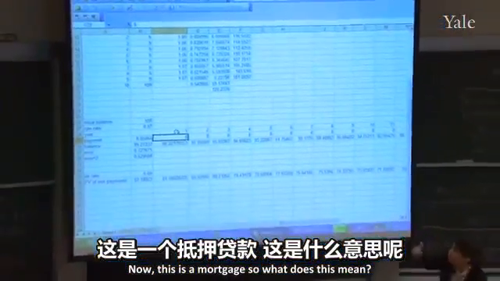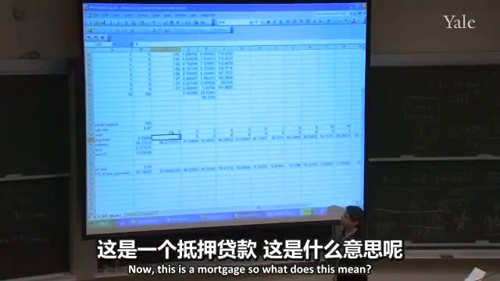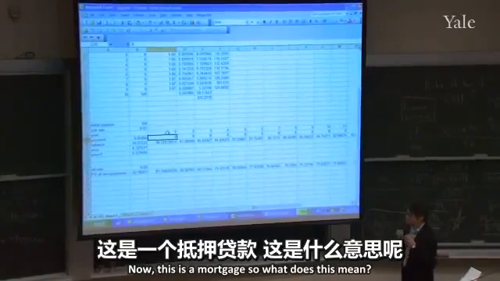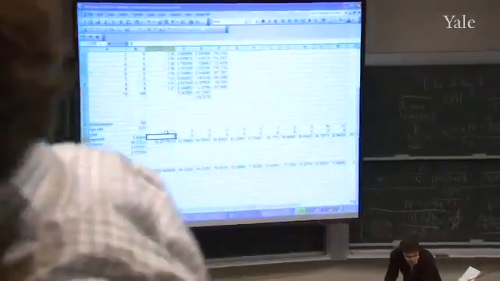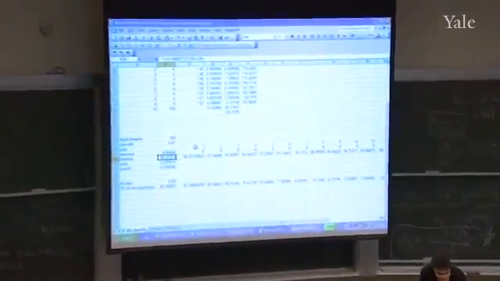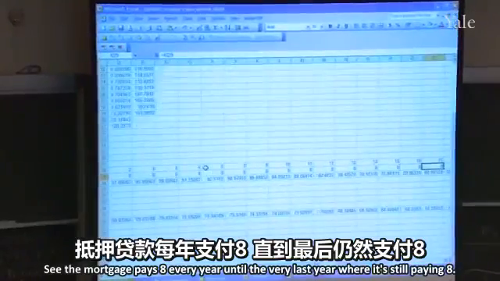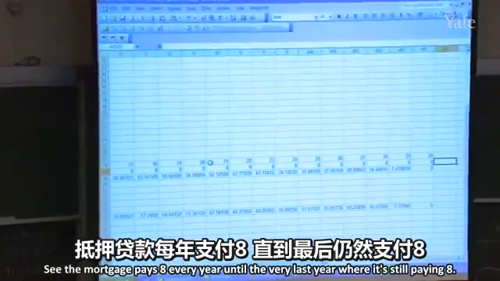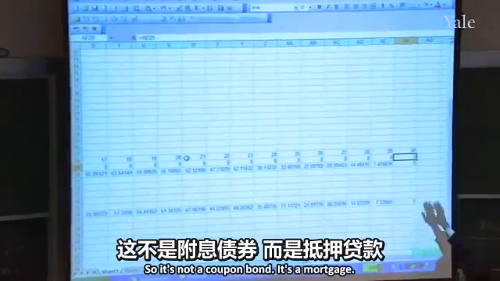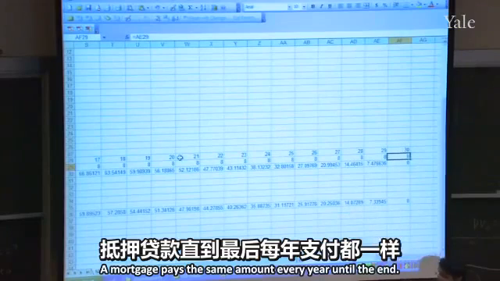Now, this is a mortgage. So what does this mean? The mortgage pays 8 every year until the very last year, where it's still paying 8. So it's not paying 108, it's just paying 8 every year. So it's not a coupon bond, it's a mortgage. A mortgage pays the same amount every year until the end.